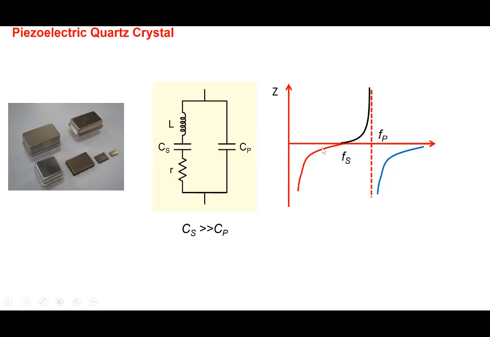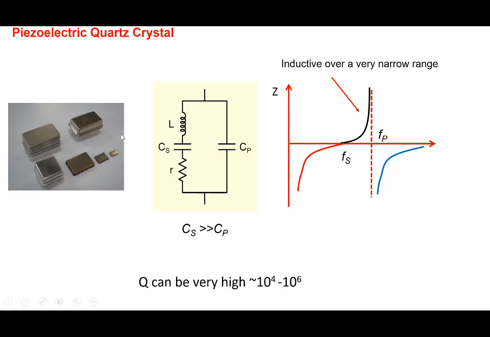So the idea is that this circuit is inductive over a very, very narrow frequency range, and these frequencies are extremely stable. One can build oscillators using this circuit with very high stability and very high reproducibility. The sharpness that you see here is extremely high, and you can get Q of the order of 10 to the power 4 or 10 to the power 6. Very high Q circuits, very stable.